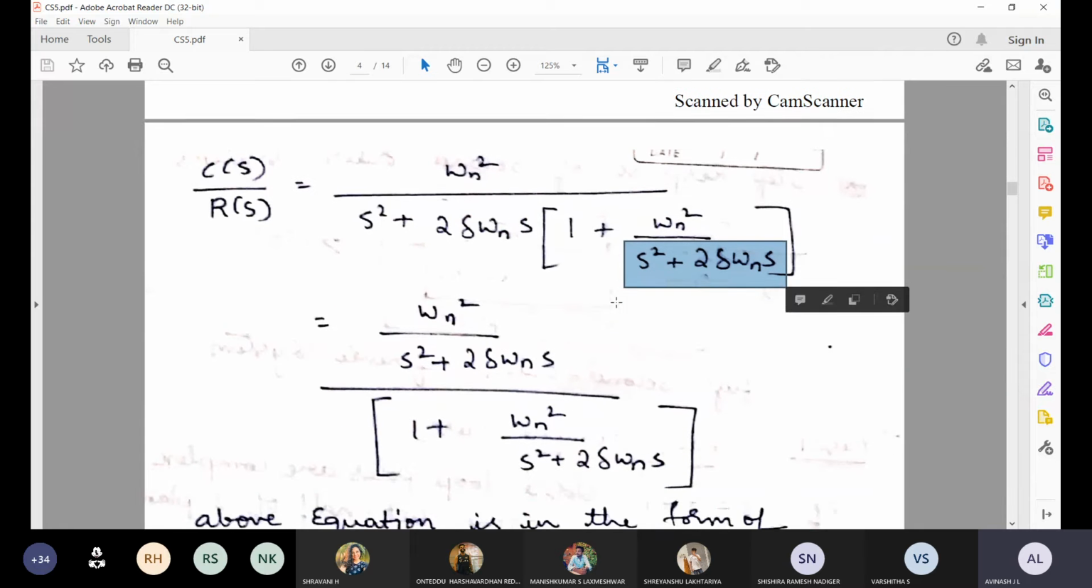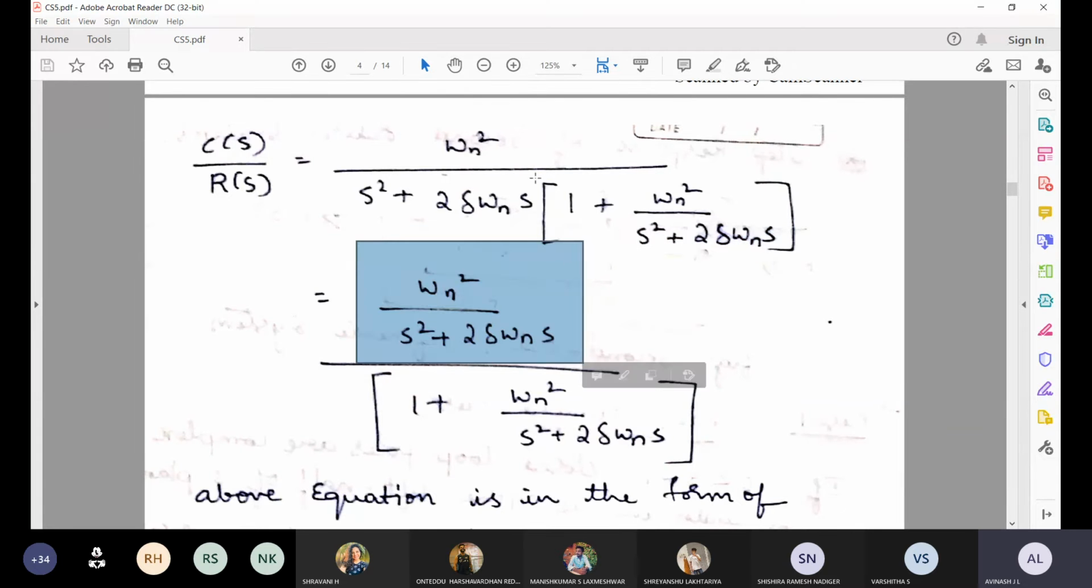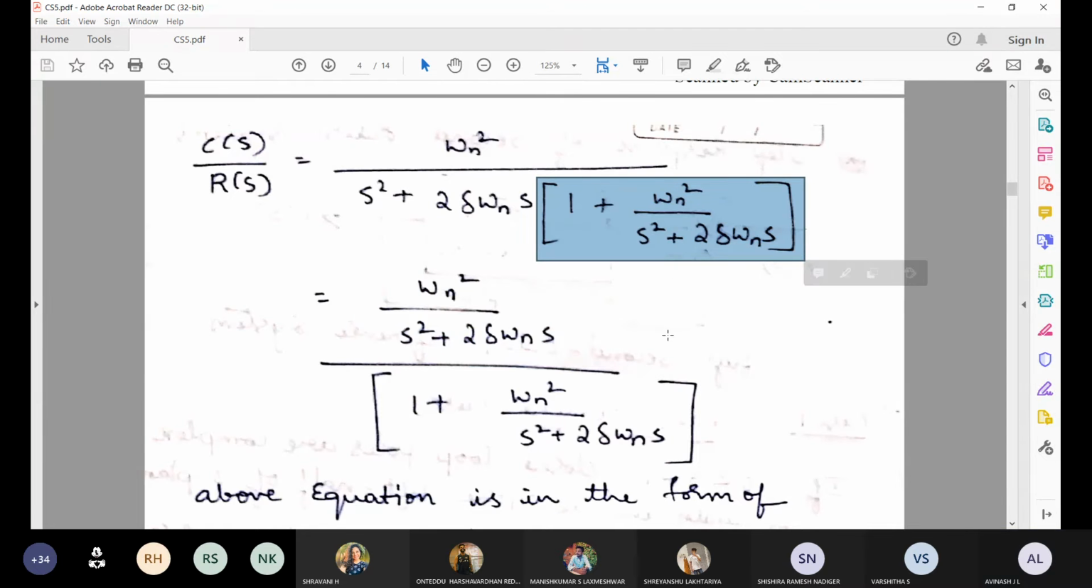We are rearranging the equation. Yes or no? And after that, the next step: here omega n square divided by S square plus 2 delta omega n into S, we have taken upside, and then we have taken only this much as the denominator. So this can be done, all of you. Yes or no?